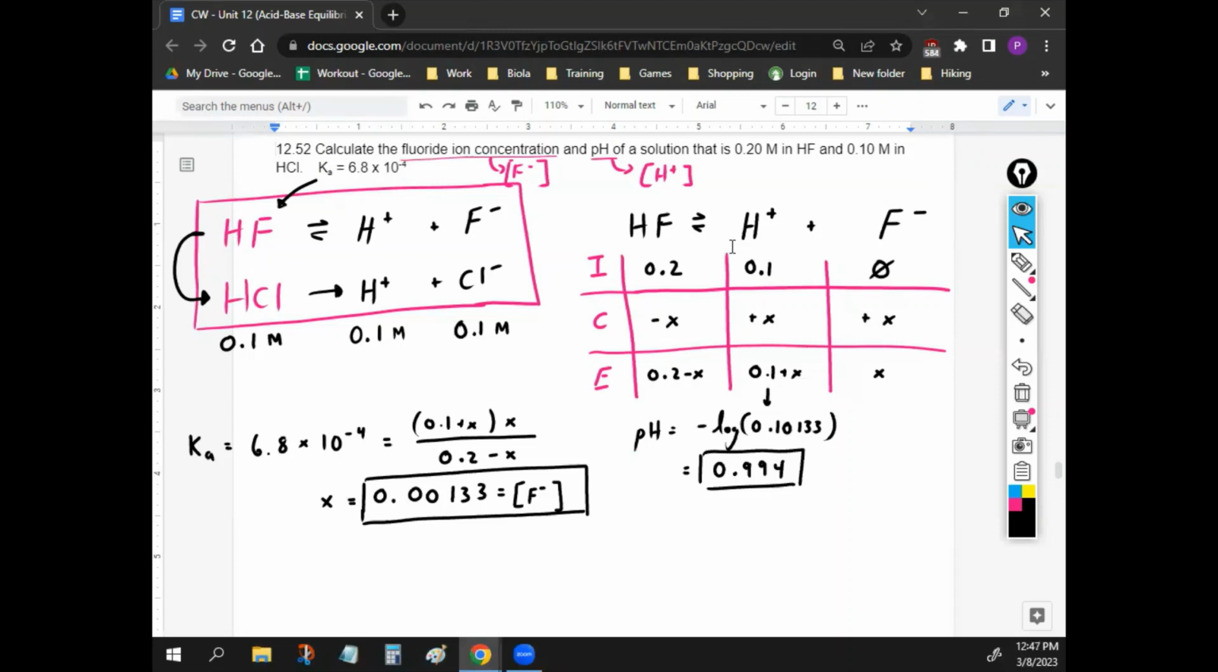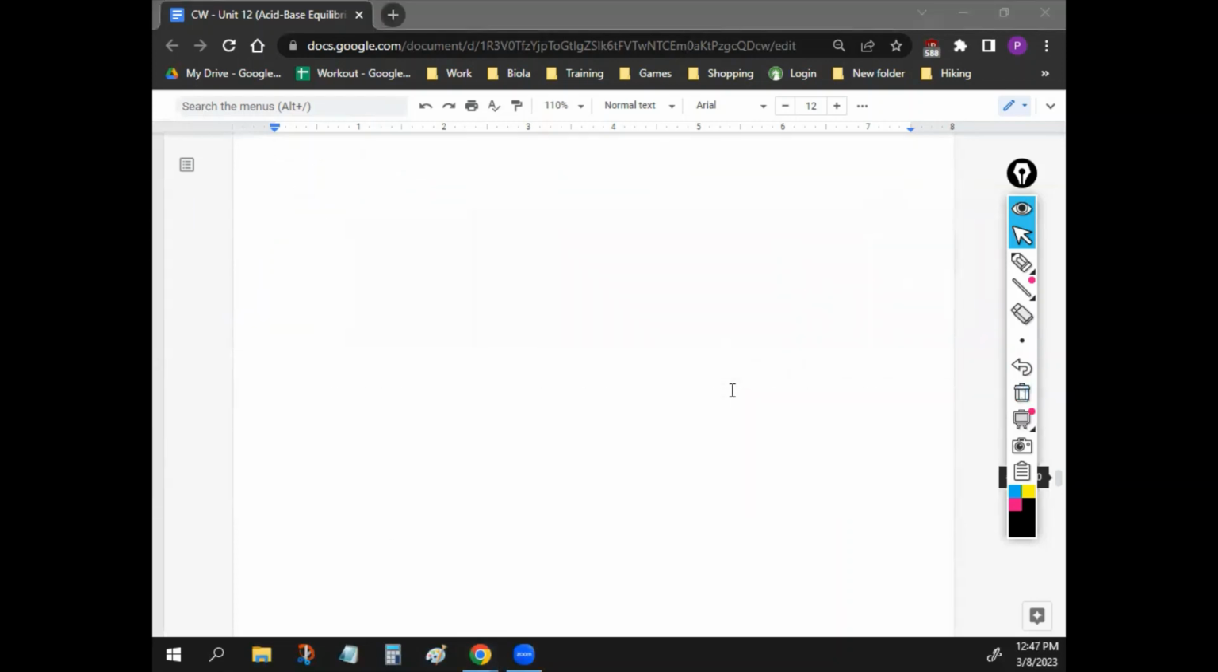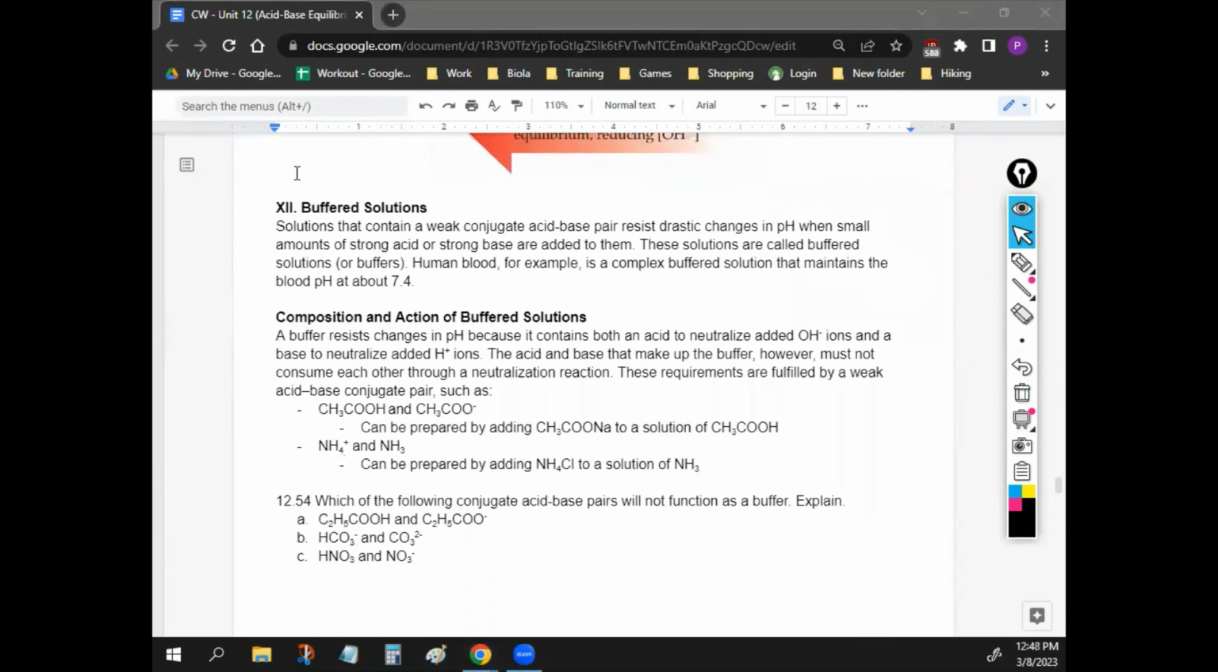Make sense, guys? Okay, so let's move on to the next section. Now, basically what this concept of the common ion tells us is that if you have a common ion in there, that's going to affect the dissociation of another acid or base or whatever you have in there. So that leads us directly into buffers. Okay, so we're going to be looking at something called buffers.